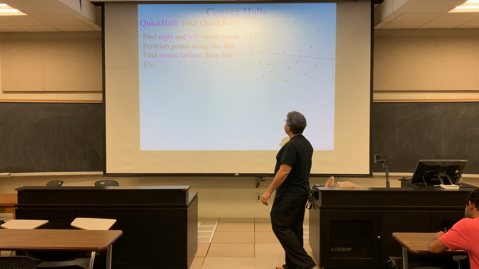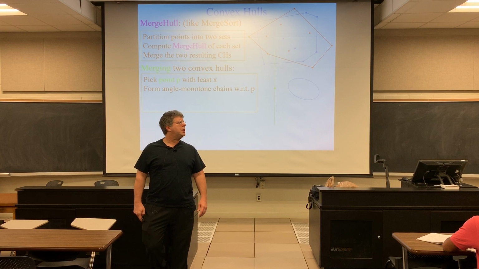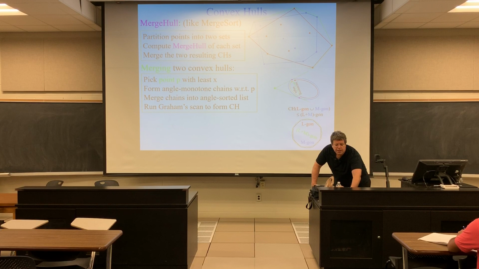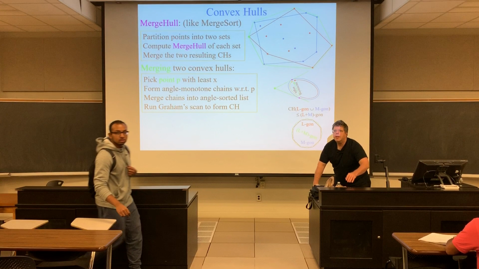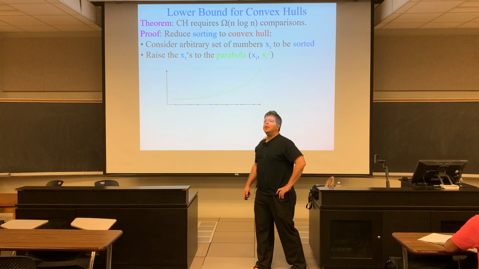And we talked about other algorithms for convex hull: quickhull, based on a quicksort type strategy, and also mergehull, a divide and conquer way of finding convex hulls. We explained how that works. All work in time n log n, worst case. We left off with the lower bound for convex hulls in general in the comparison-based model, counting comparisons.